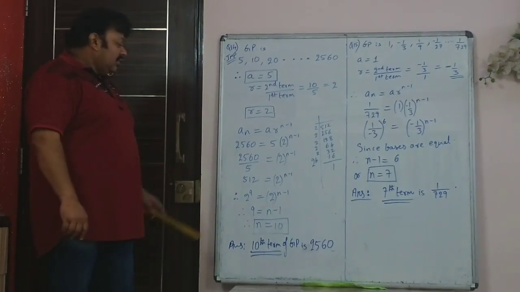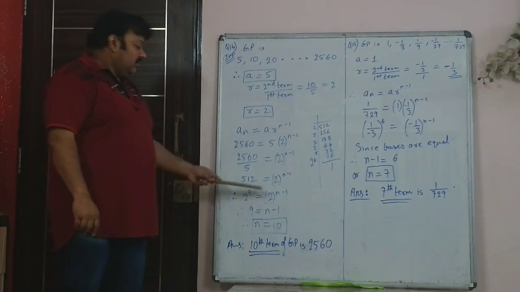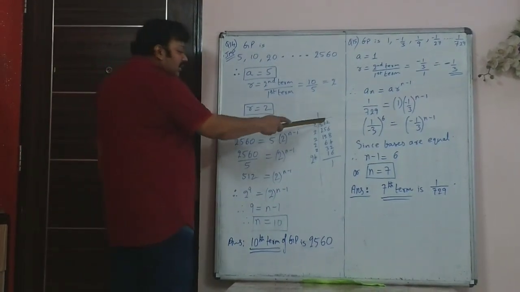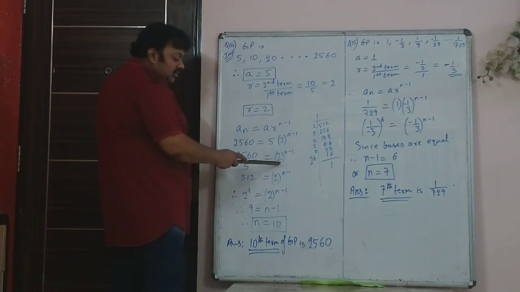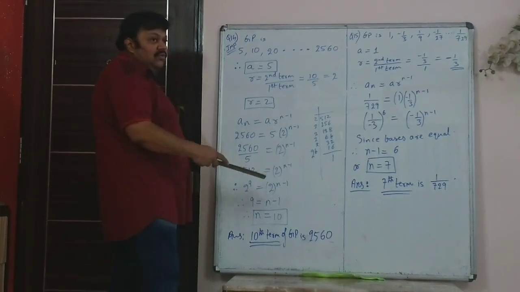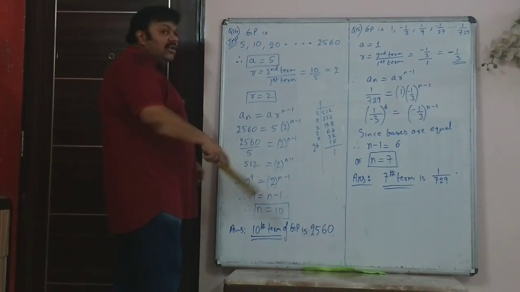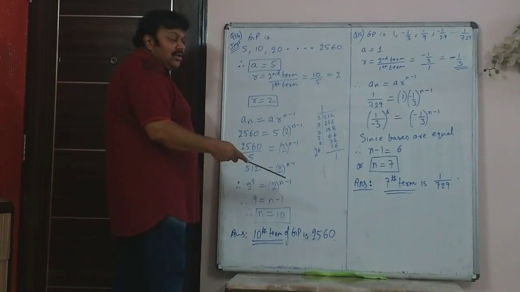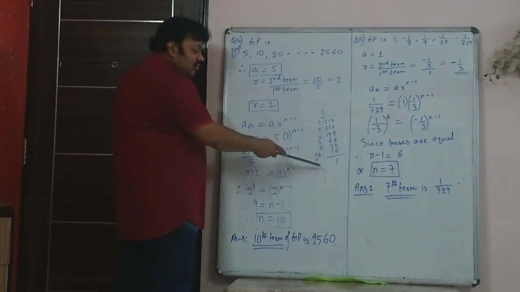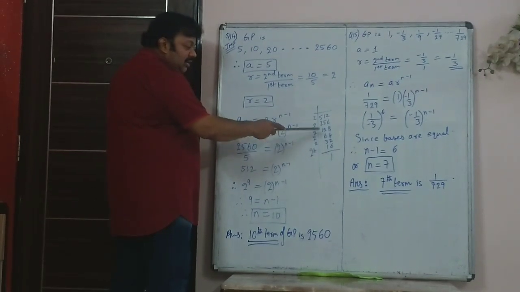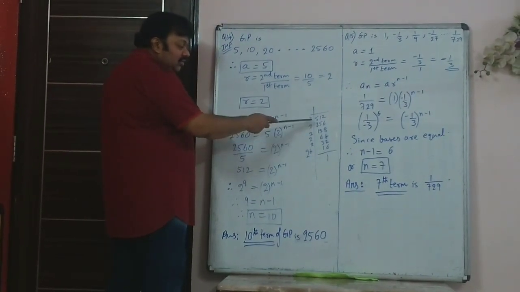So 5 goes on the denominator and you get 2560 upon 5, equal to 2 raised to n minus 1. You can keep dividing, because this is 2 raised to something. You have to write this also in terms of 2 and write this as 2 raised to something. See, only when the bases are same you can compare the indices. So 2 raised to what do you have to write? So this, when you divide it, you will get 2 raised to 9.